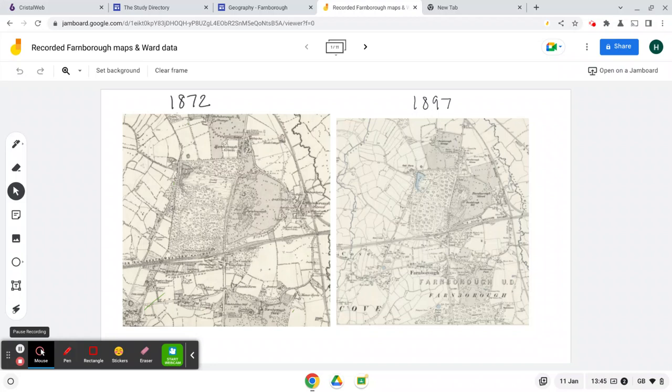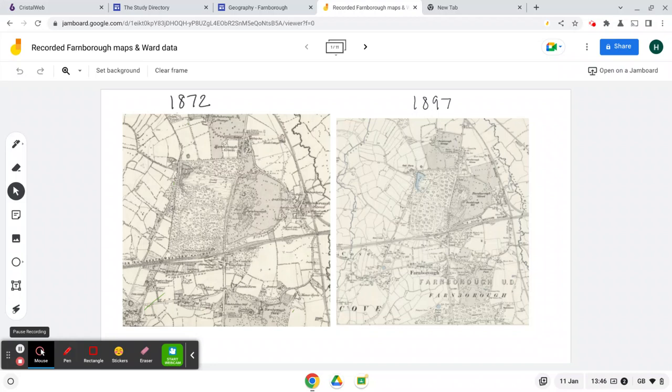When you're looking at these maps, if you use the slides for Farnborough that are on the study directory, you can get the link to the original maps, and that will mean that you can then zoom in and see these maps more clearly. So the first map that we have is from 1872. And then there's also one from 1897. So if you're not very good at remembering exact dates, you could use these as examples and say maps from the late 19th century.